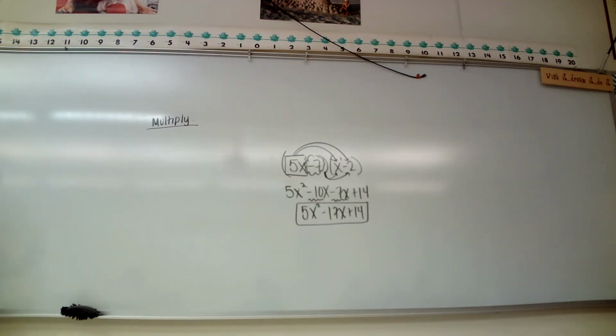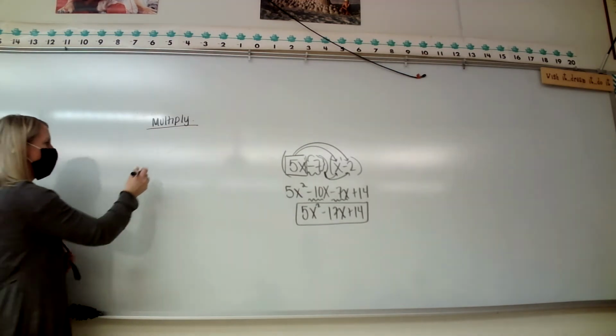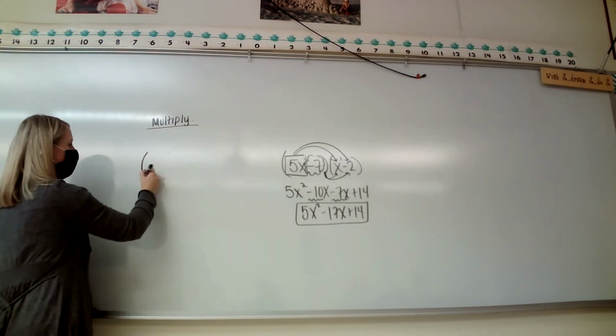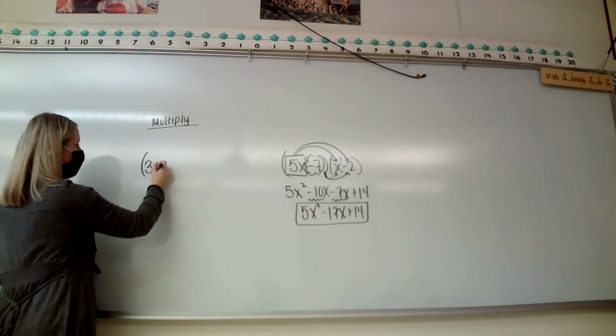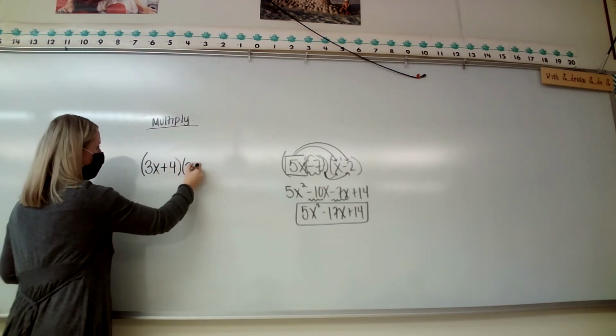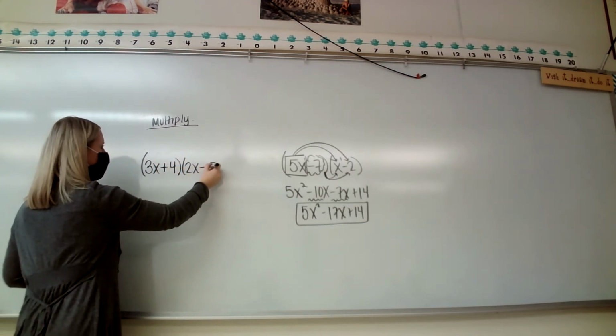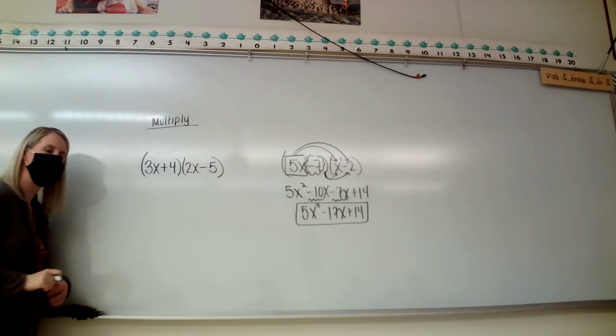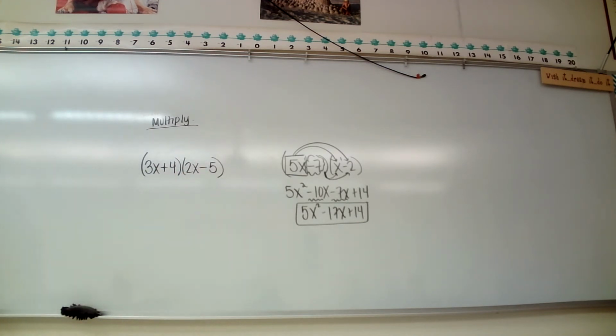All right, can you guys try this one? Because I'm gonna jazz it up a little in a second here. Why don't we do 3x plus 4, 2x minus 5. If I said, hey, could you multiply that or distribute that? Can you please try that and see how you feel? Let me know if you need help.